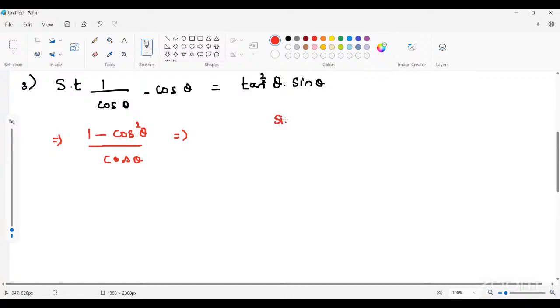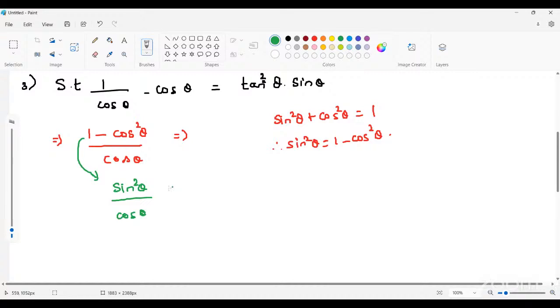Let me again write the identity. We know sin square theta plus cos square theta is 1. So therefore, sin square theta is equal to 1. When this goes to the other side, it becomes minus cos square theta. So we can replace 1 minus cos square theta as sin square theta by cos theta. Again, this we will write it as sin theta into sin theta by cos theta.